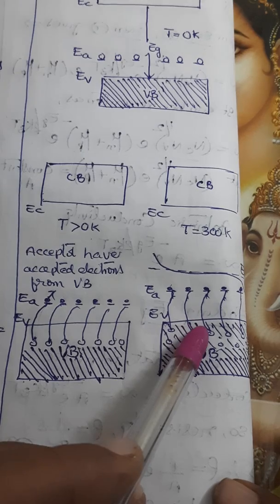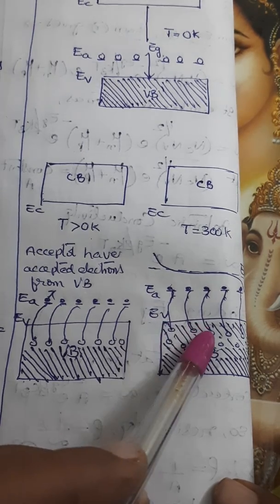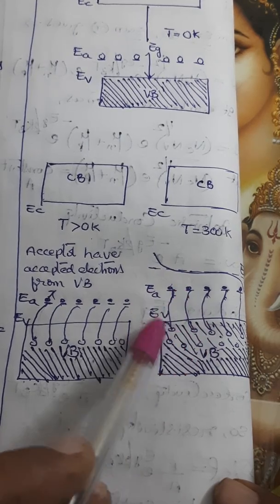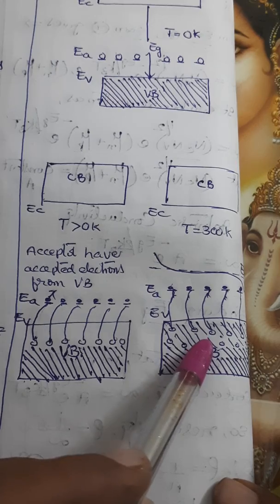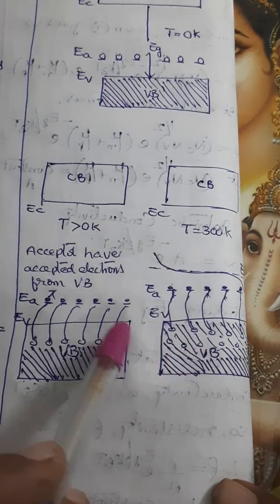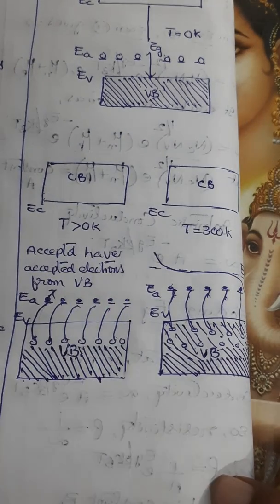P is nothing but holes concentration. N is nothing but electron concentration. P is more than N means holes are majority carriers, and electrons are minority carriers. This is how a P-type extrinsic semiconductor is all about.